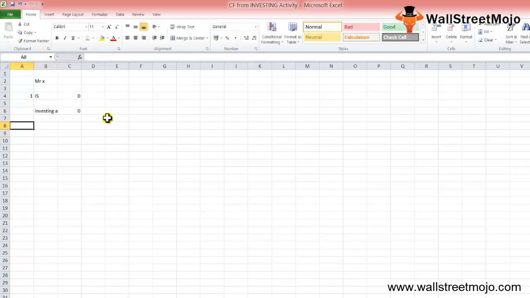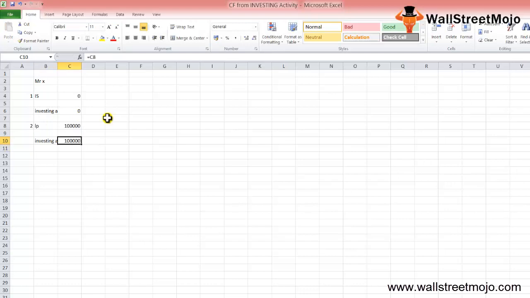In the second month, let's say the company made some investments in land and property during the month amounting to 1 lakh. This is a cash outflow, hence it should be negative in the cash flow from the investing activity. So the cash flow from the investing activity over here is going to be minus 1 lakh.